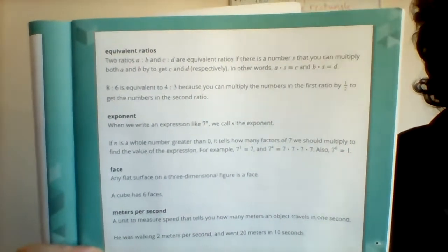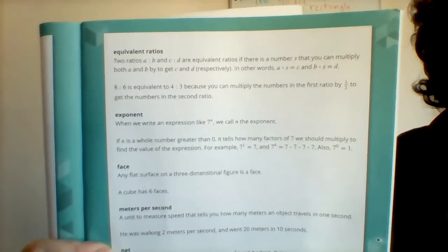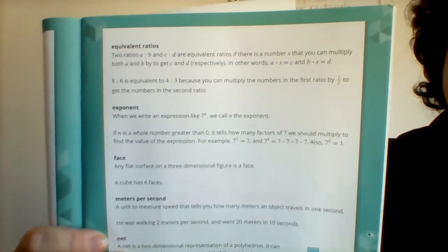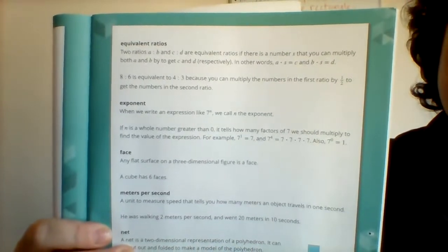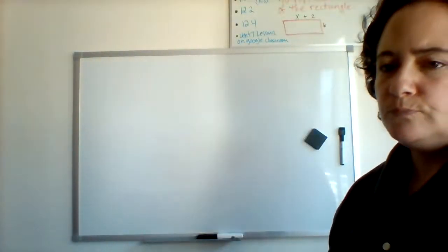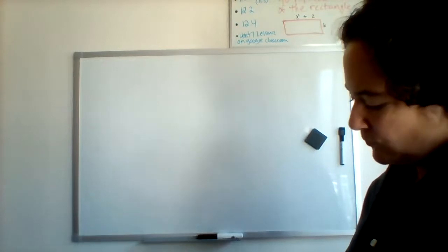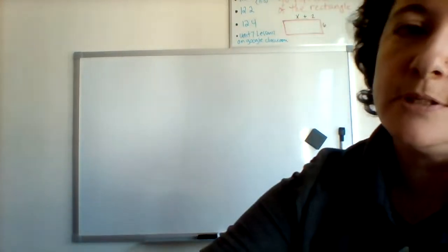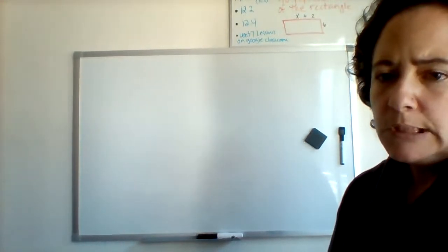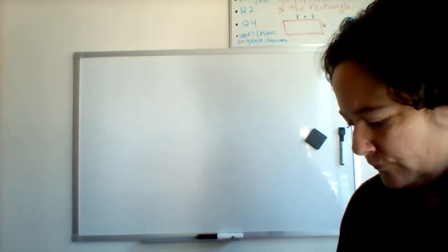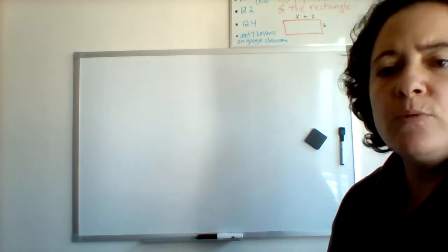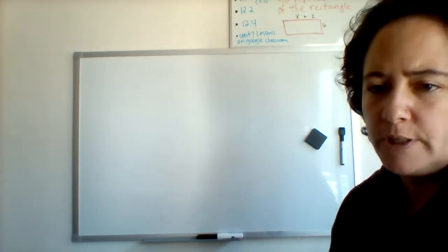Equivalent ratios. Look at the definition. If you multiply by the same factor, you will get equivalent ratios. So that's for number 3. Avril, does that answer your questions, dear? If anyone has any other questions, please make sure that you ask.